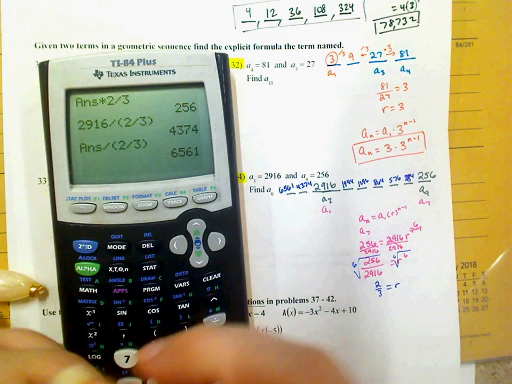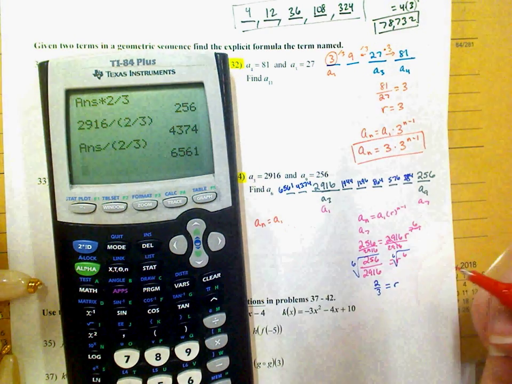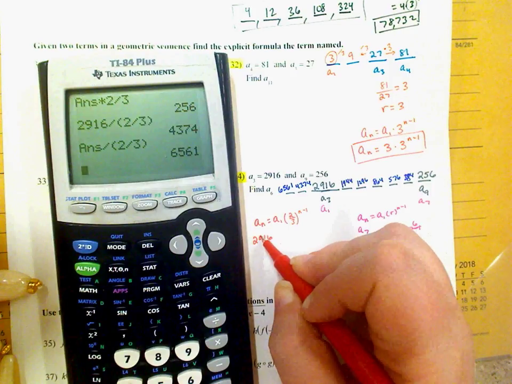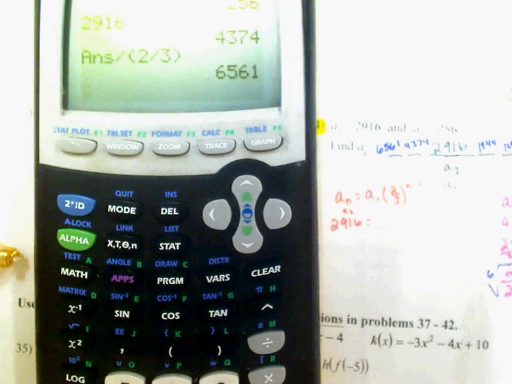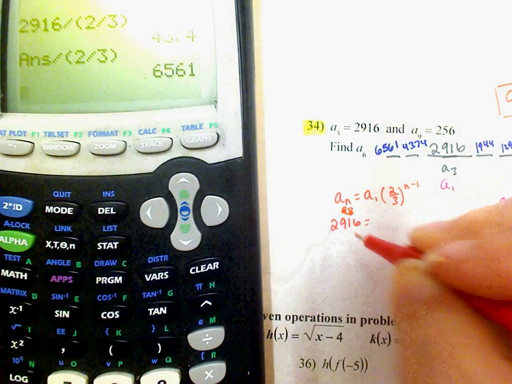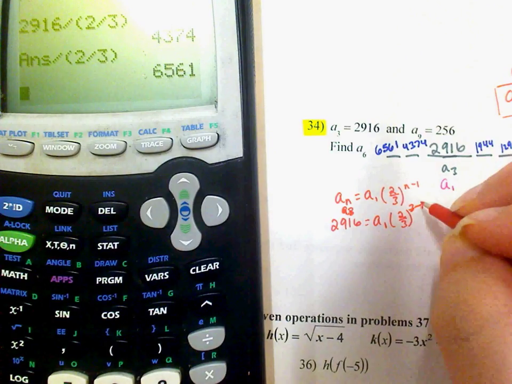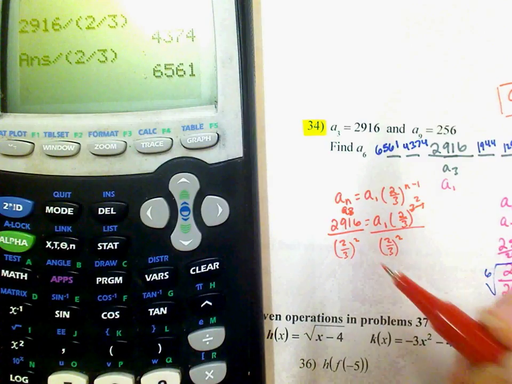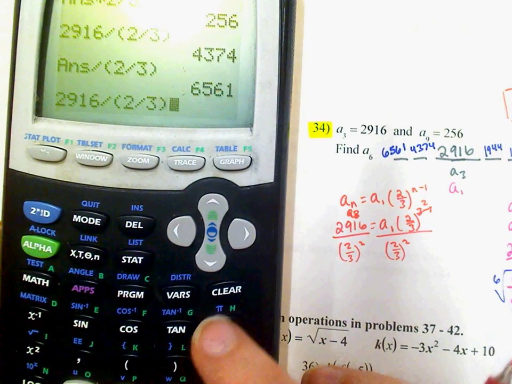If I know a sub n equals a sub 1, the first term, which I didn't know, times r to the n minus 1, which is 2/3 to the n minus 1, I can say, okay, a sub 3 is 2916, so that's a sub 1, which I don't know, times 2/3 to the 3 minus 1, which is just 2. So basically I would just divide by 2/3 squared. And let's see if we get it. 2916 divided by 2/3 squared. And I get 6561, which is the first term that we figured out.